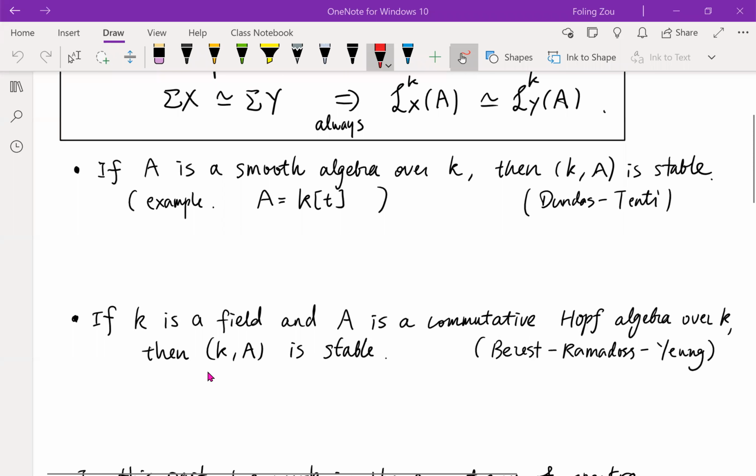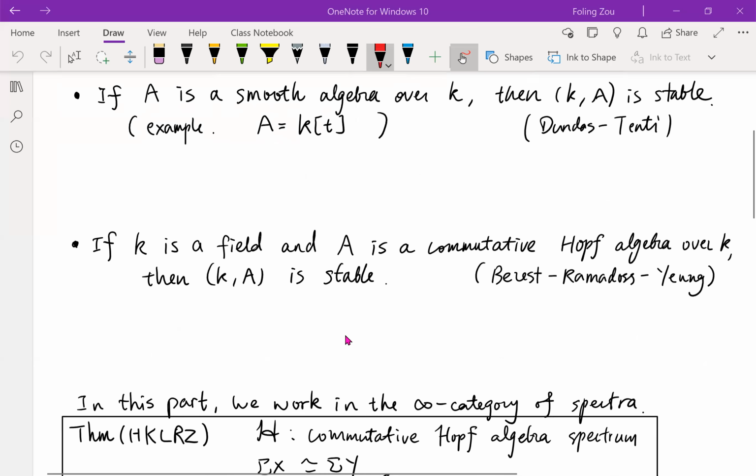Okay, and here is another case where we know stability. If K is a field and A is a commutative Hopf algebra over K, then we know the pair is stable. This is done in a paper by Ballist, Reimers, and Young, and they proved this using representation homology, so some kind of functor homology. And in their proof, the role of the commutative Hopf algebra structure is not so apparent, or like it's not very apparent why we have the stability in this case.